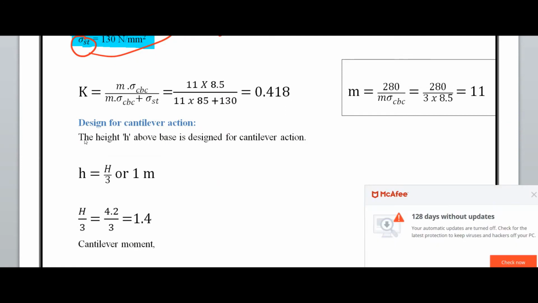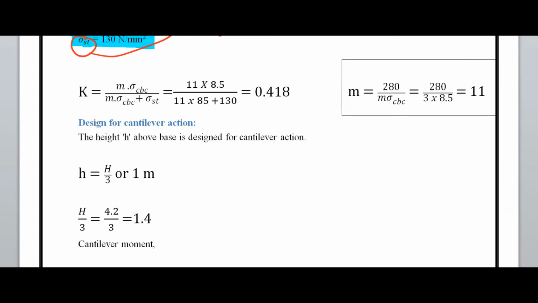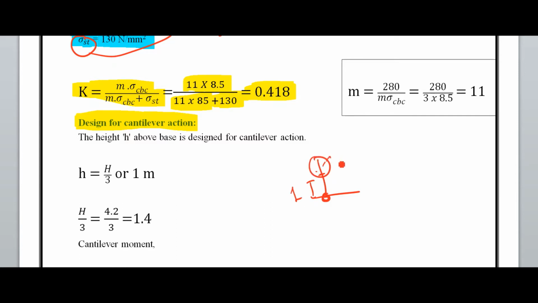Now we have a value K. K is equal to m sigma CBC, 11.85 into 8.5 into 130. So 0.418. Now we are going to design for the cantilever action. First thing, here the wall connection is rigid. So the bottom 1 meter height is designed as a cantilever and the portion above is designed for hoop tension.